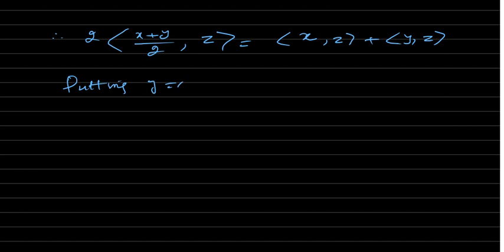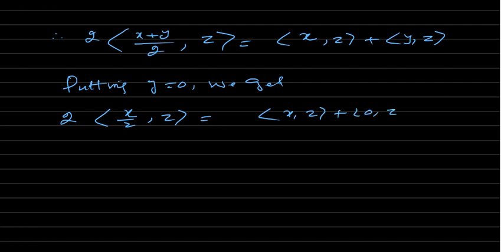So putting y equal to 0 here, we get 2 times the inner product of x by 2 with z is equal to the inner product of x with z plus the inner product of 0 with z, that's equal to the inner product of x with z. Or you can say this is 1 by 2 times this. This is true for each x. For all x and z in X, this works.